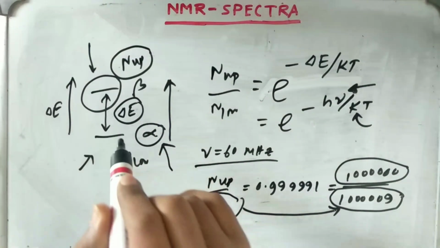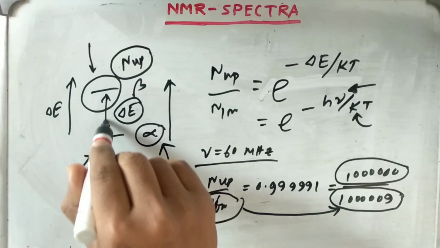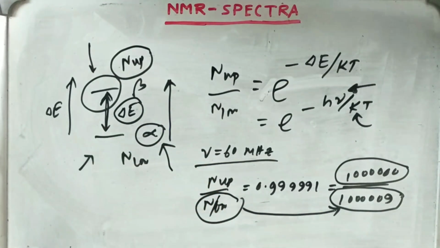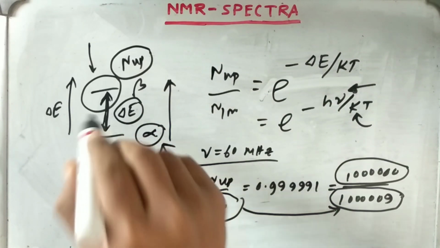That means at room temperature you can easily give energy to the system, and it will convert its spin state from alpha to beta, easily at room temperature. So this is the significance of showing the population densities, because the energy gap is small at room temperature.